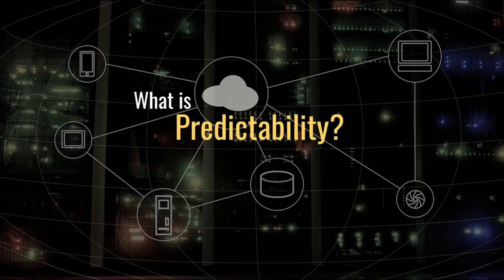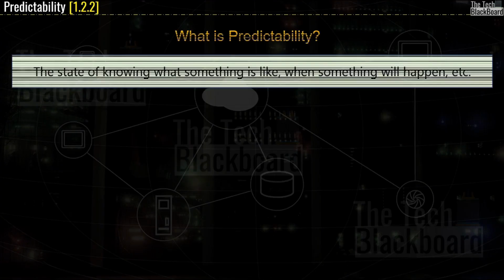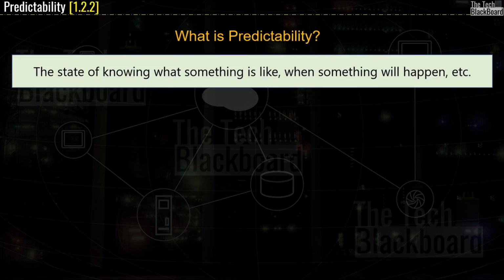Now let's understand what is predictability. The word predictability means the state of knowing what something is like and when something will happen, etc.